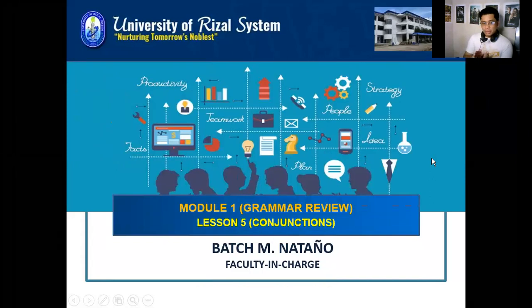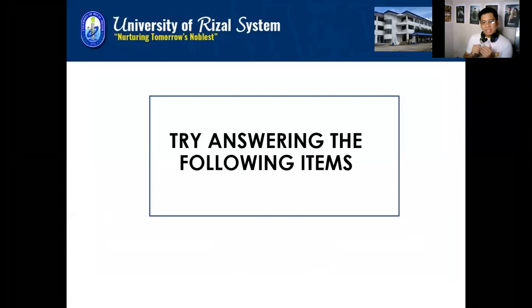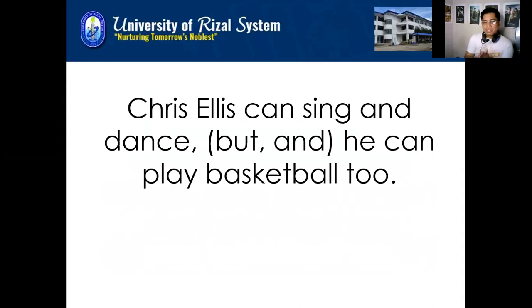And for today, again, we'll be tackling the conjunctions. So try answering the following items. For sure, you have with you again your piece of paper, and try to see if you can get the correct answers for each item that I will be showing you. For the first item, we have: Chris Ellis can sing and dance, and he can play basketball too. Which do you think is the appropriate or correct conjunction for this sentence?